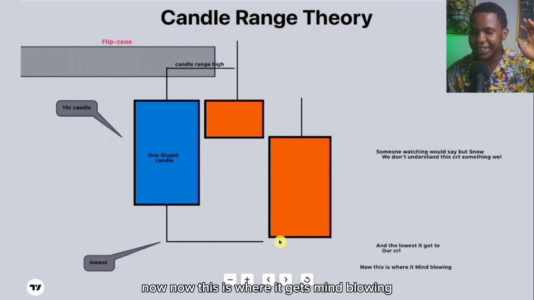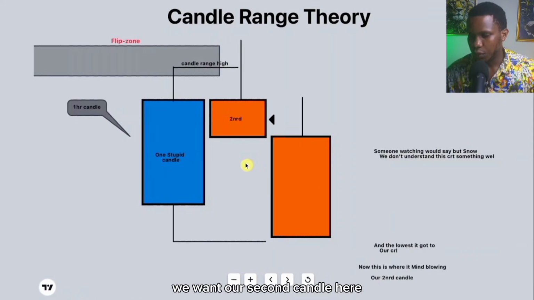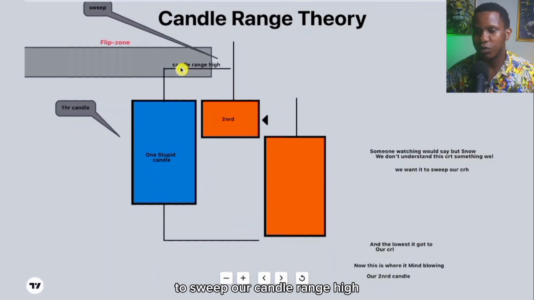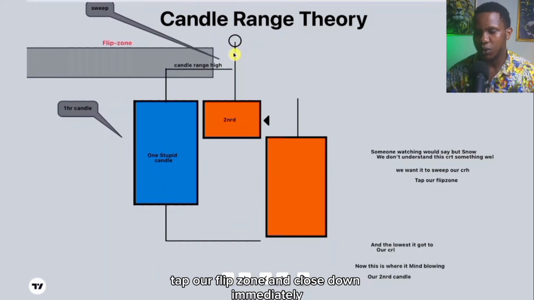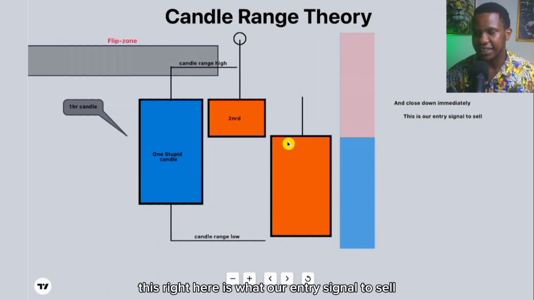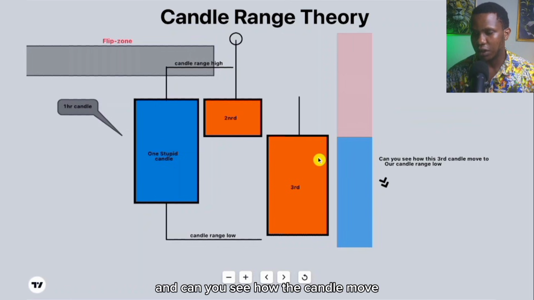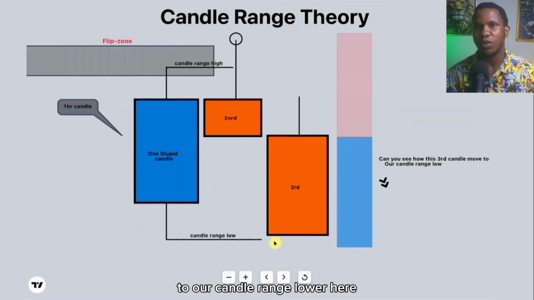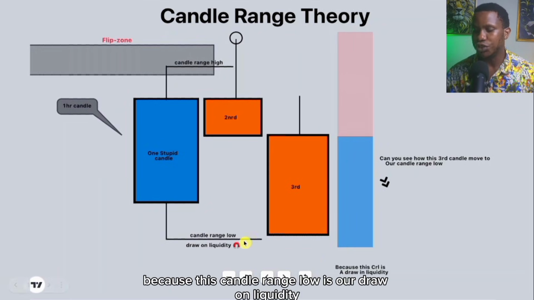Now this is where it gets mind blowing. We want our second candle here to sweep our candle range high, tap our flip zone and close down immediately. This right here is our entry signal to sell. And can you see how the third candle moved to our candle range low right here? Because this candle range low is our draw on liquidity.